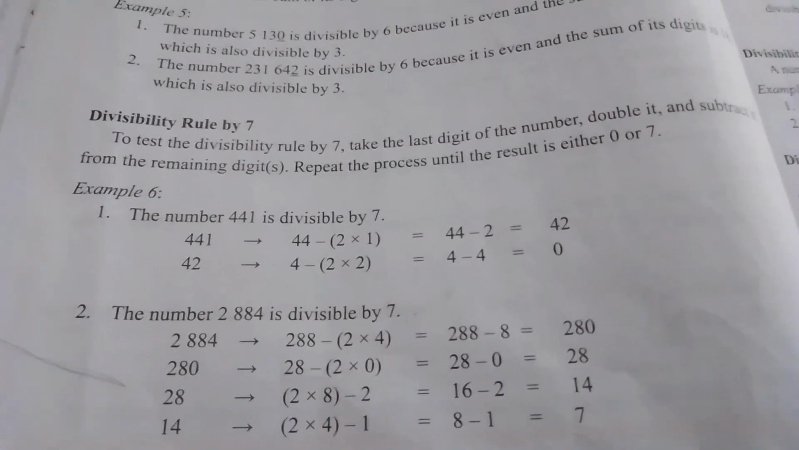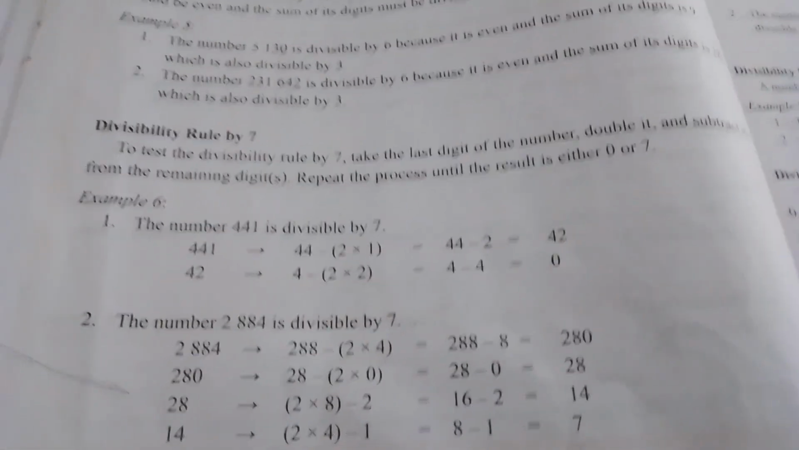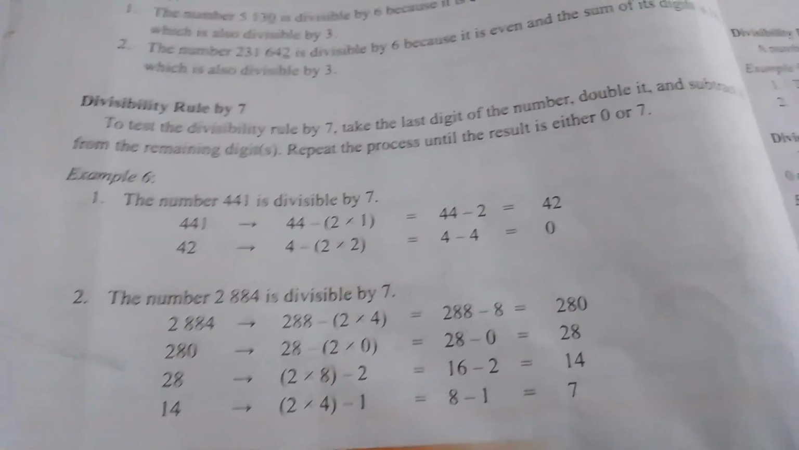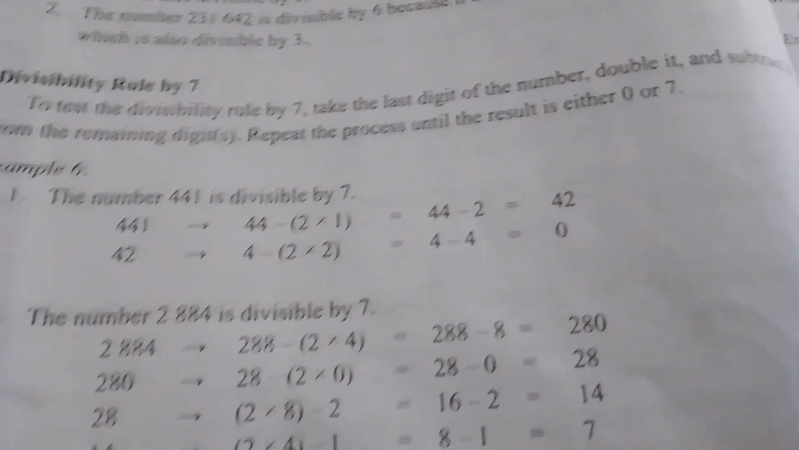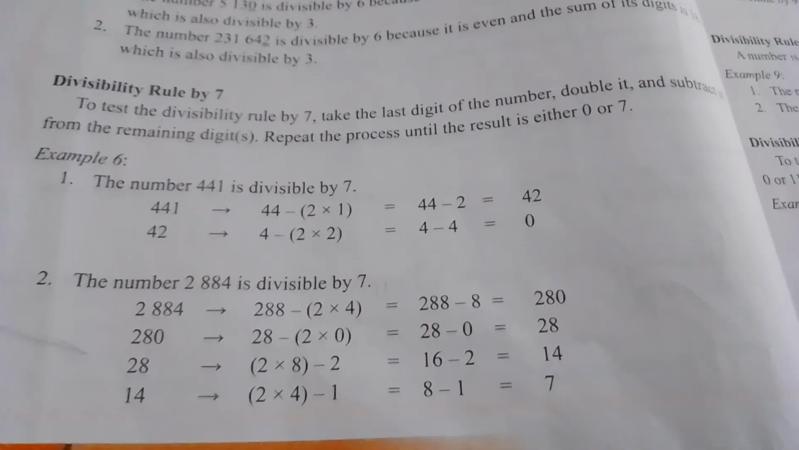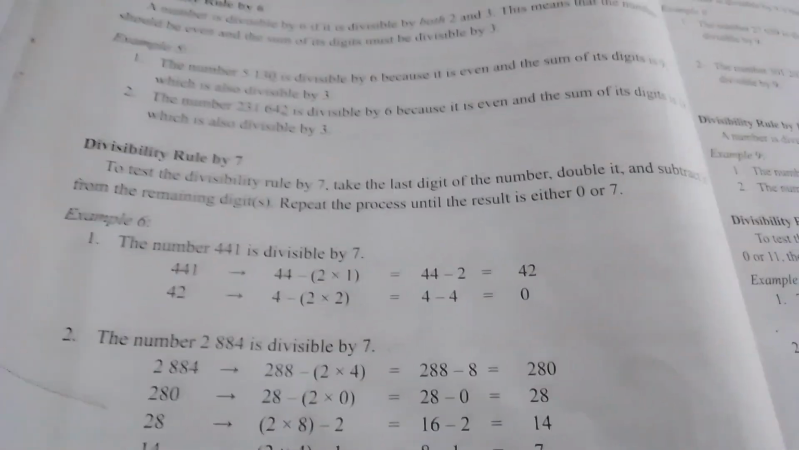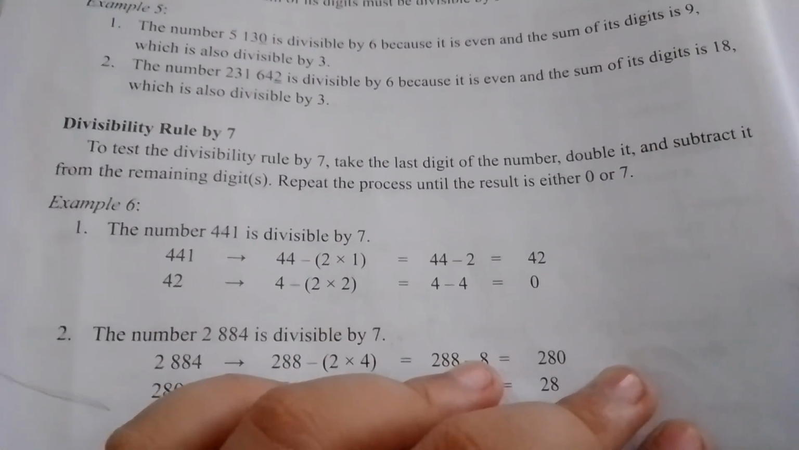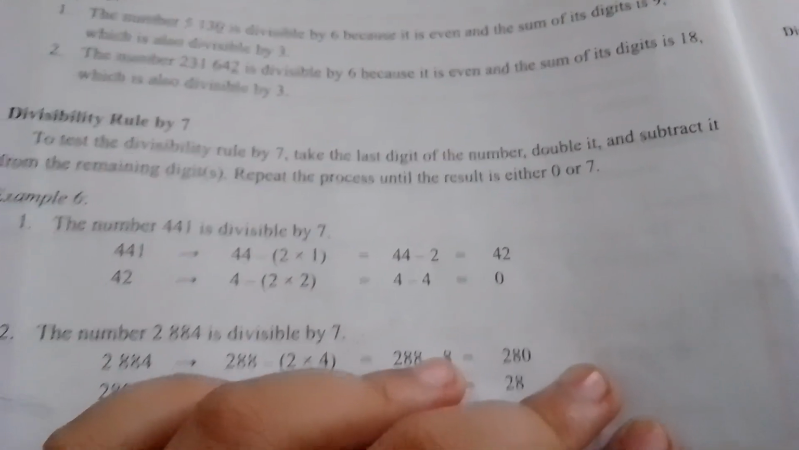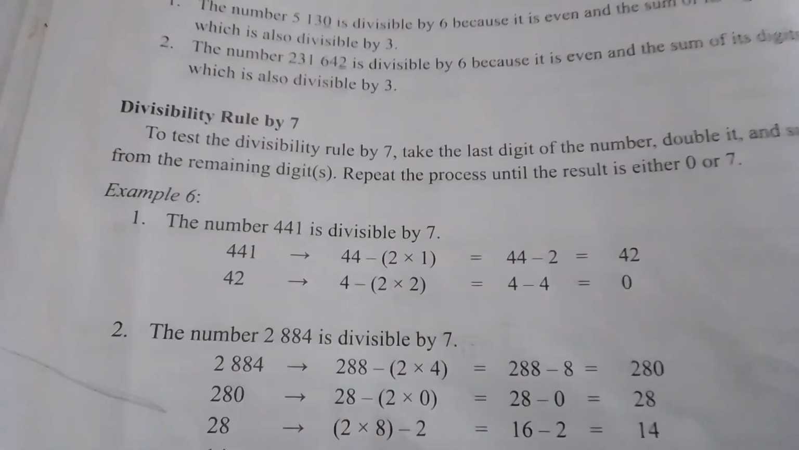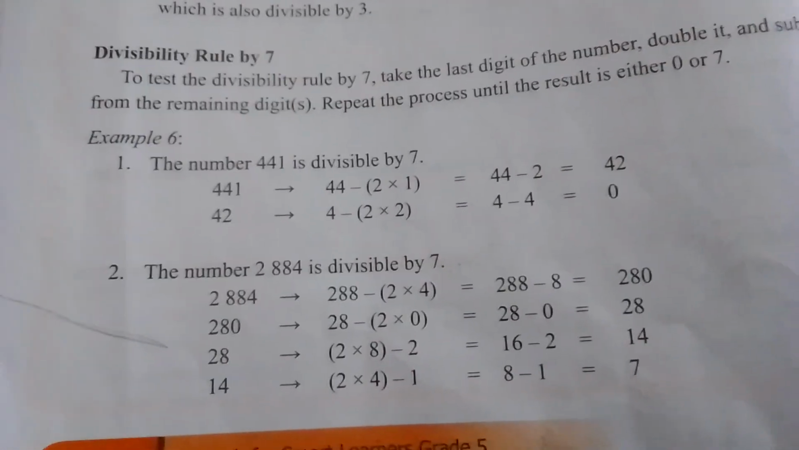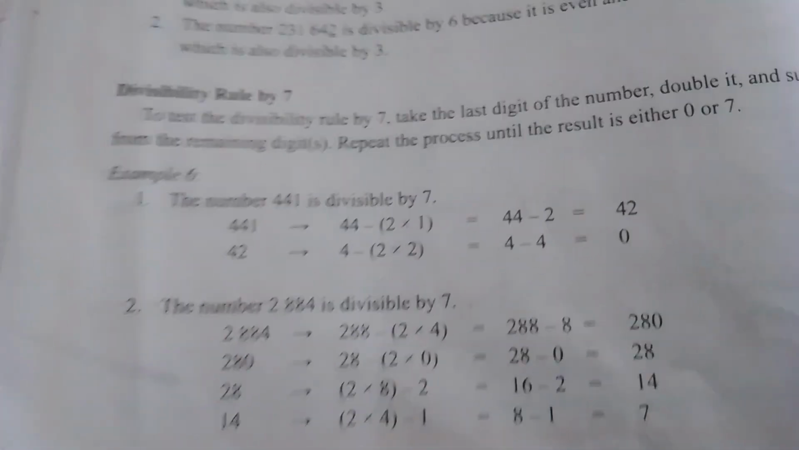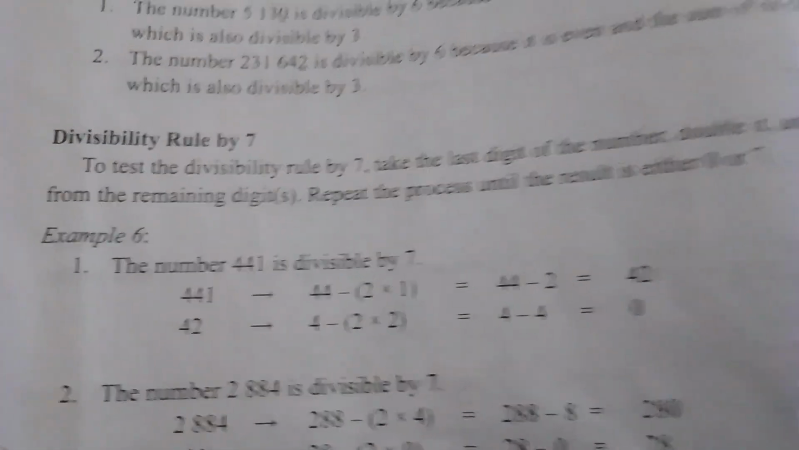Divisibility rule by 7. To test the divisibility by 7, take the last digit of the number, double it, and subtract it from the remaining digits. Repeat the process until the result is either 0 or 7. The number 441 is divisible by 7.